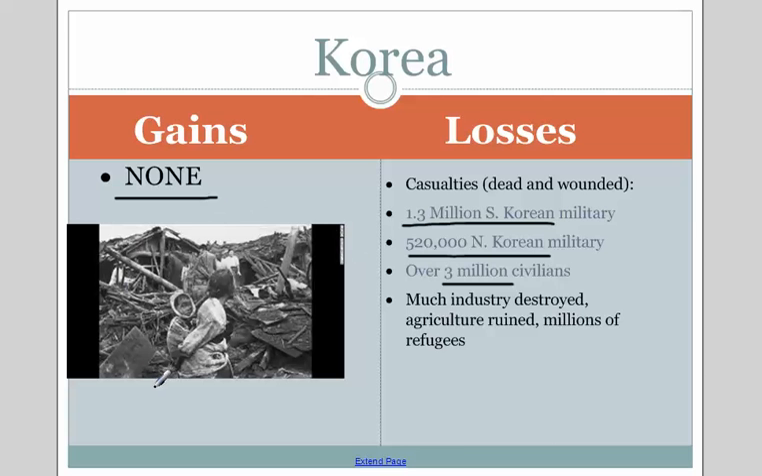As you can see in this picture, just absolute devastation for the people who live in Korea. Much of the industry is destroyed, agriculture, you have people who are homeless. Again, if you just look at that picture, you can really see that and it illustrates it. So for Korea, they don't get their goal of uniting into one country, one Korea. Each of them remains a separate country. The U.S. continues to back the capitalist democratic government in the South. The Soviets, and especially the Chinese, continue to back the communist government in the North. And really, Korea has no gains, no wins, and everything that comes out of this for them is not good.